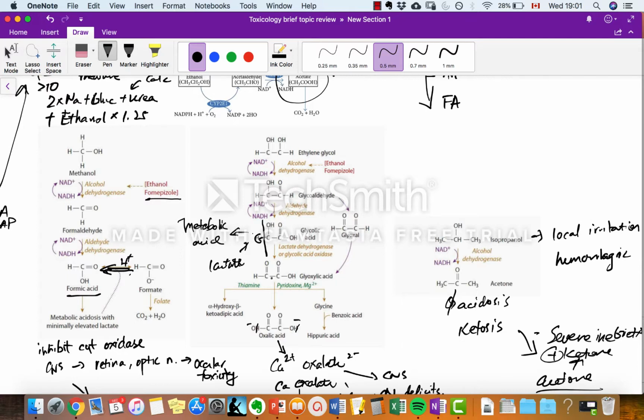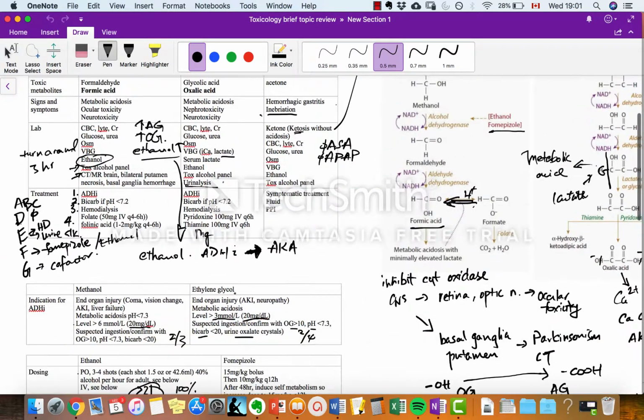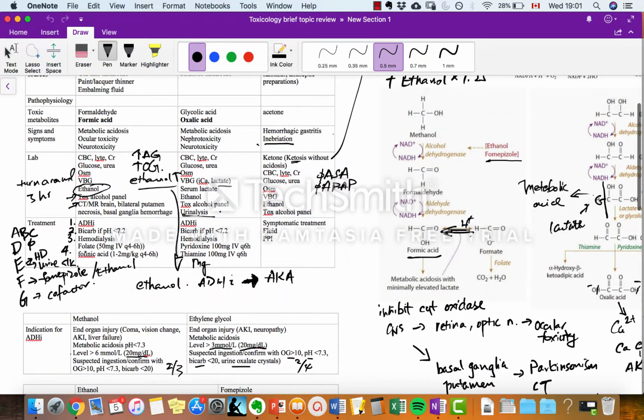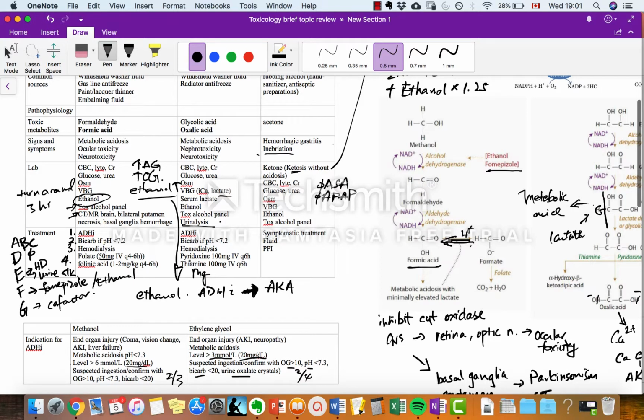Same thing here, with the metabolite glyoxylic acid, instead of turning into oxalic acid, there are two minor pathways where it requires the cofactors thiamine, pyridoxine, and magnesium to become ketoadipate, and glycine, hippuric acid. These are less toxic than oxalic acid. So that's the rationale for giving these cofactors. And the dose for these cofactors is higher than your usual for folate. So there's high dose folate, 50 milligram IV instead of your standard 5 milligram for malnutrition, chronic alcohol patients. Pyridoxine 50 to 100 milligrams IV Q6, thiamine 100 IV Q6, and then replace magnesium as needed.